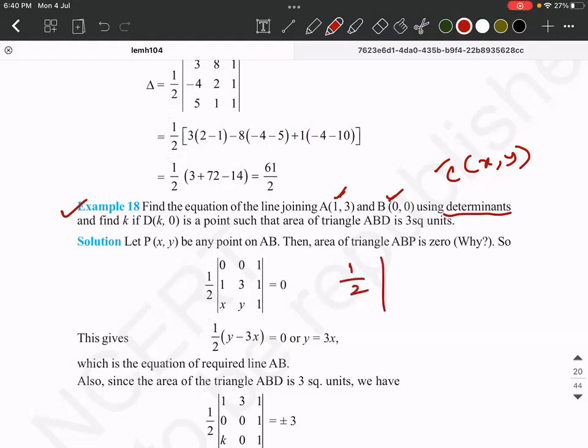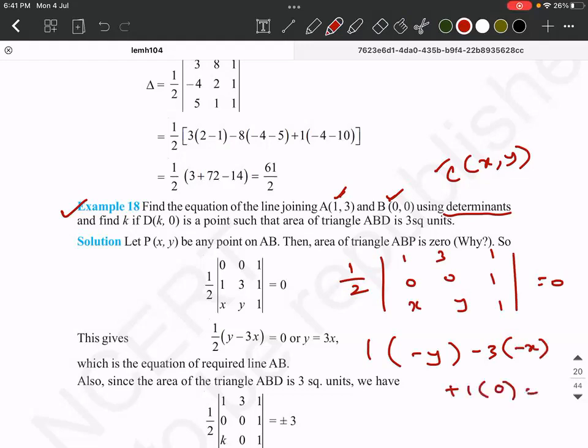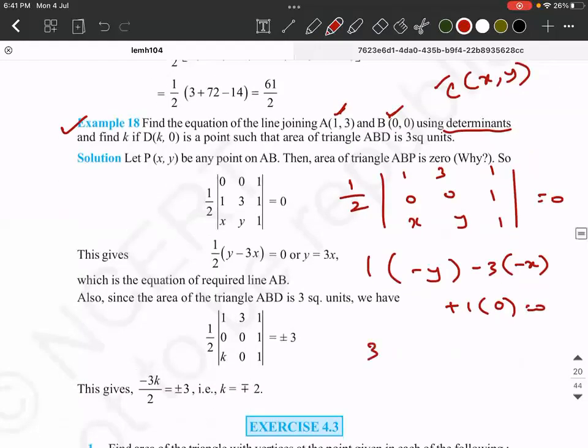So half into the determinant of 1, 3, 1, 0, 0, 1, and x, y, 1 is equal to 0. So 1 into what will you get? Minus 3, no? Minus 3 into, plus 1 into 0 is equal to 0. So 3x minus y is equal to 0, or y is equal to 3x.